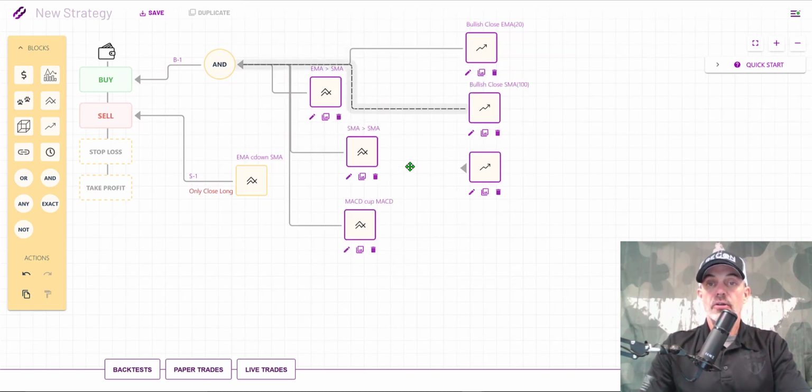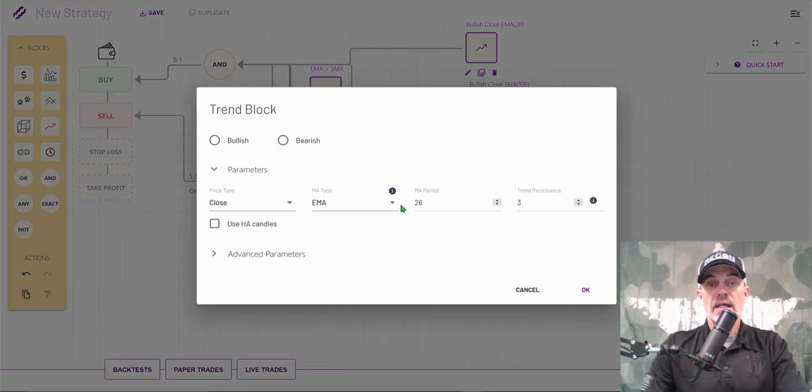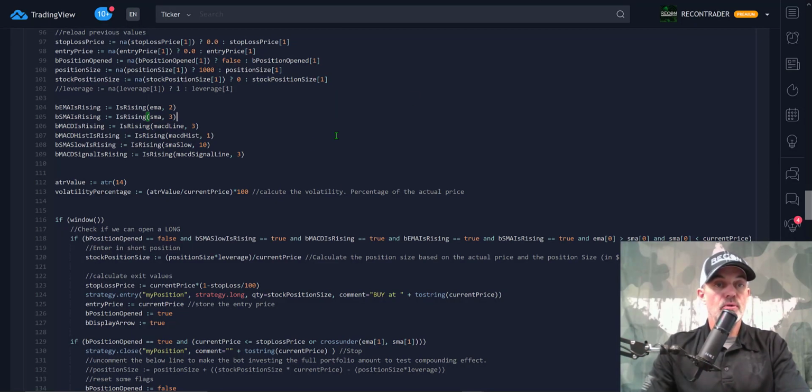Cleaned up the visual editor board a little, and now we're ready to move on to our final trend block. And in that case, we were going to do the SMMA. And the moving average period would be 200 on this one, as it's the slower moving average. And the persistence, if we jump over, in this case is going to be 10.